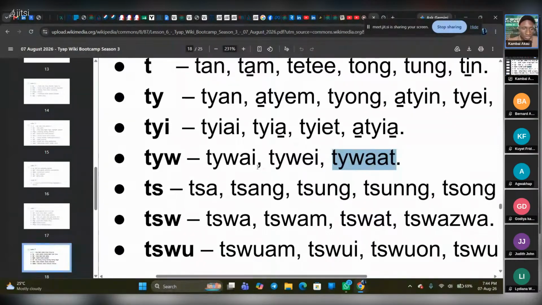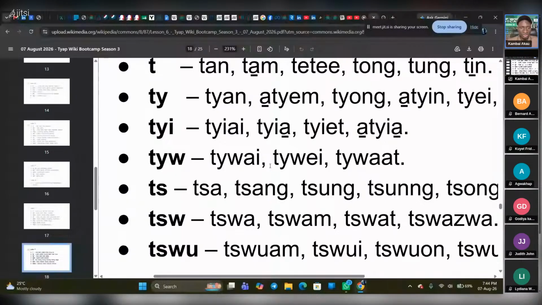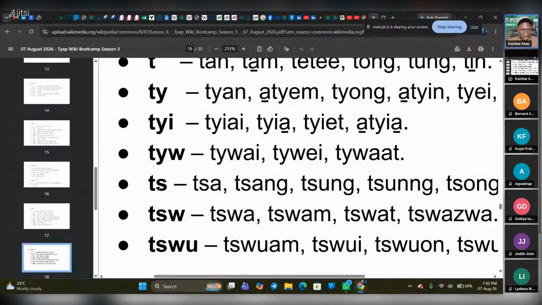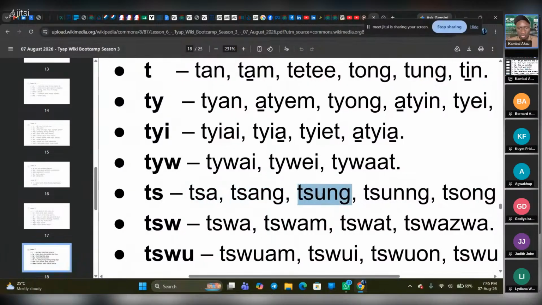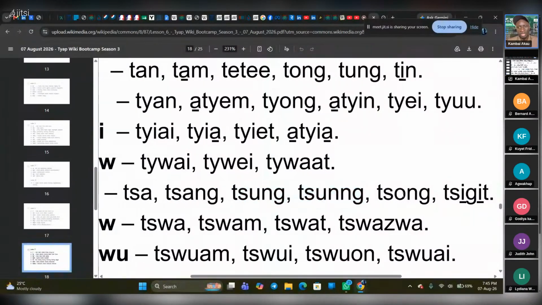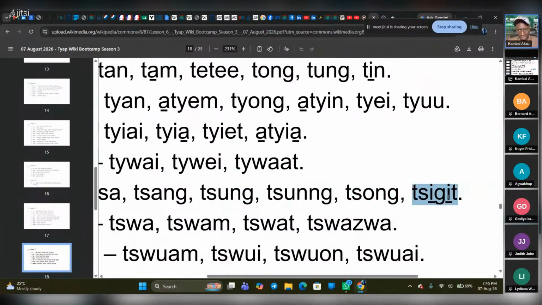Okay, so we have the ts sound. This is an independent sound of this very one. And then examples, we have ta, tang, tung, tong, and then we have tget.